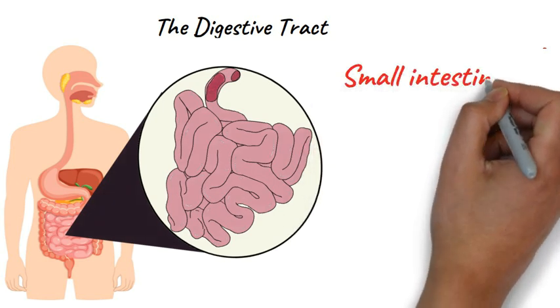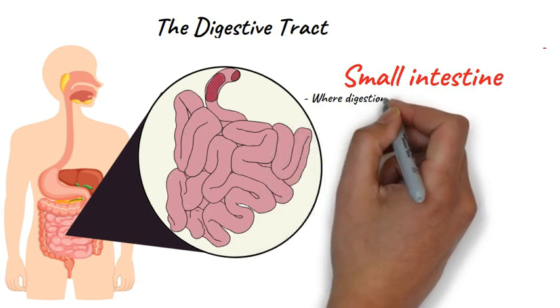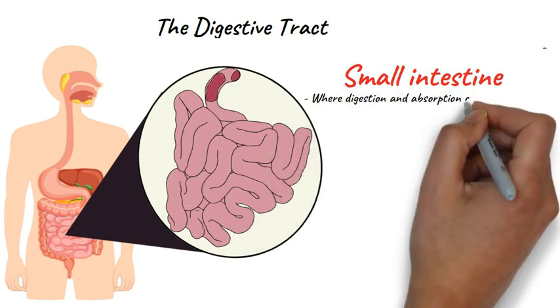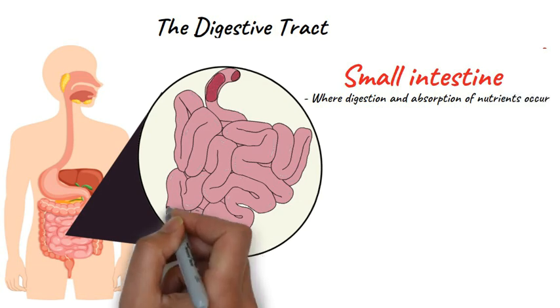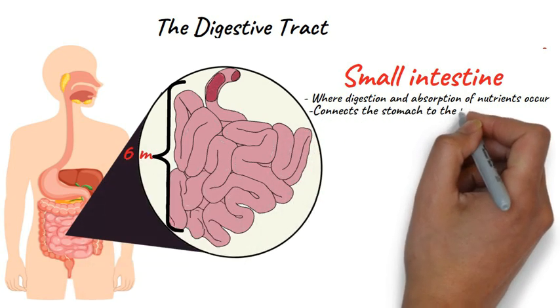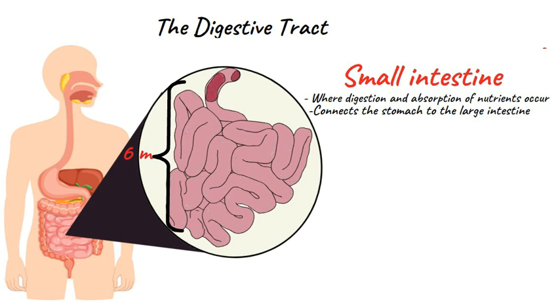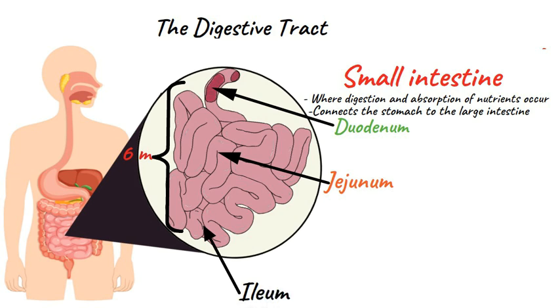Next, the small intestine. The small intestine is the part of the alimentary canal where digestion and absorption of nutrients occur. It is a long coiled tube, it's about 6 meters in length in adults, and it connects the stomach to the large intestine. It is divided into three main sections: the duodenum, the jejunum, and the ileum.